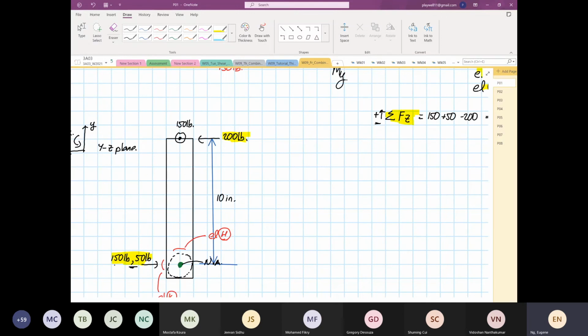So again, go back to looking at deformation. I always elaborate. By looking at how this thing will deform, it will rotate. I'm going to use a different color. It will rotate this way.